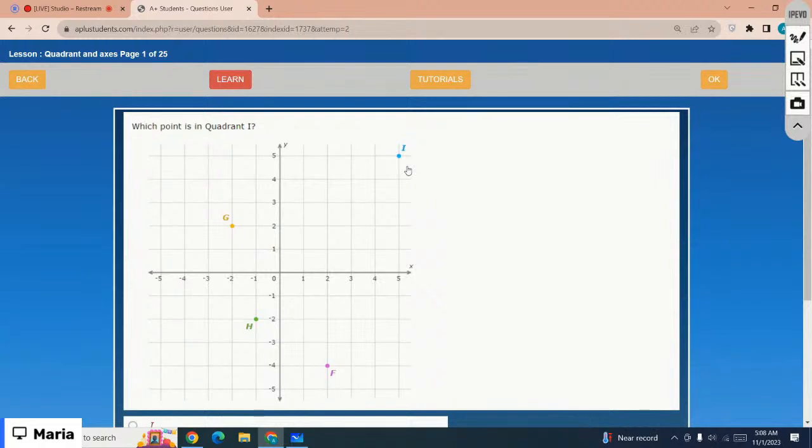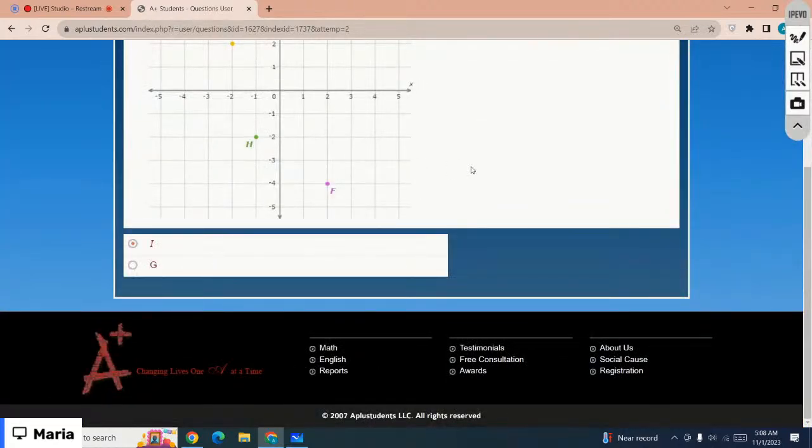The correct option is... this is the first quadrant, right? Where x and y both the values are positive. So I is in the first quadrant. The correct option is I.